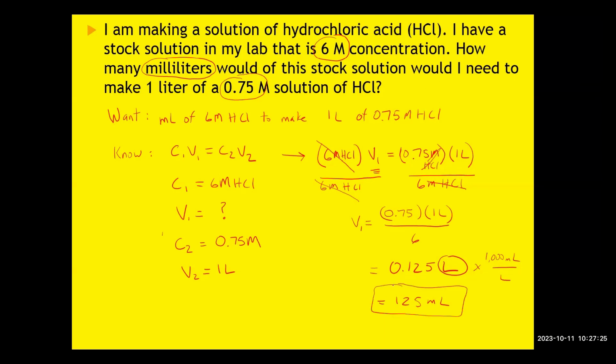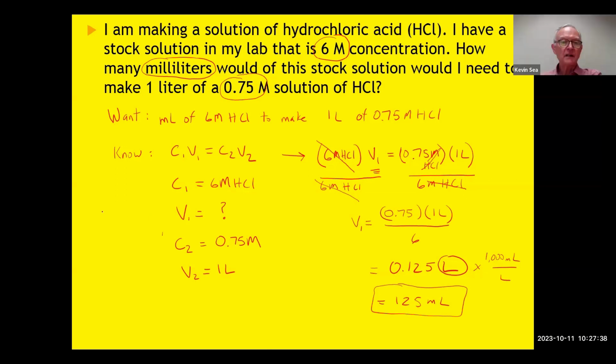So for using the formula C1V1 equals C2V2, do you use it when you need to find like a solution? Is the keyword solution or concentration? Yeah, the key word is dilution, really. And that means you're taking one solution and diluting it down to a lower concentration.